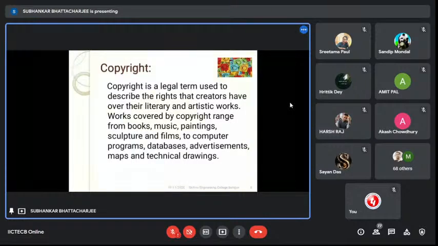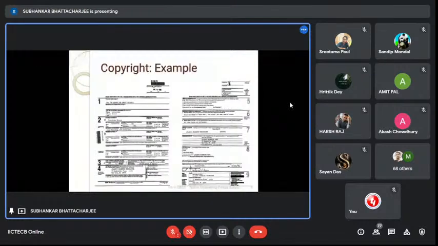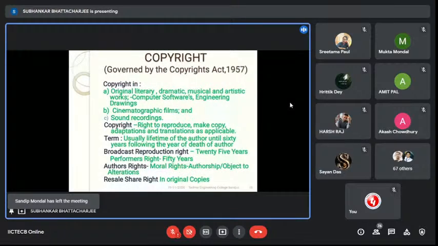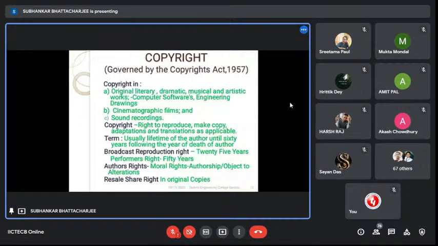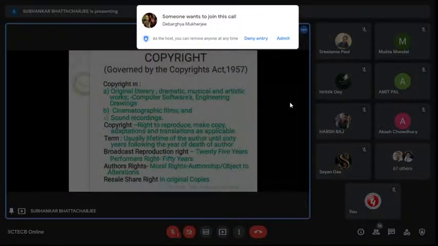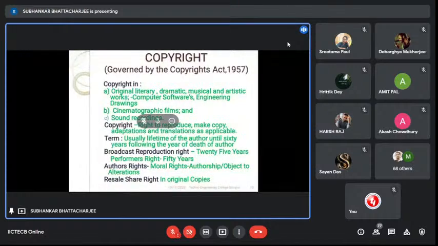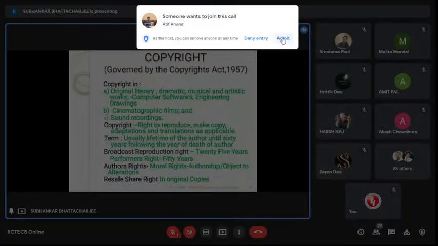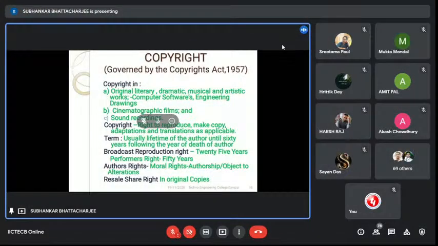We can legally do that, it is my right. This is the copyright. These are some examples of copyright. Next, the Copyright Act of 1957 in India, governed by the Copyright Act of 1957. It is modified, the Copyright Act, right? So we can copyright, or we can give the copyright right to the product like that. Dramatic, musical, artistic works, computer software, as I told you, right? These are the copyright.